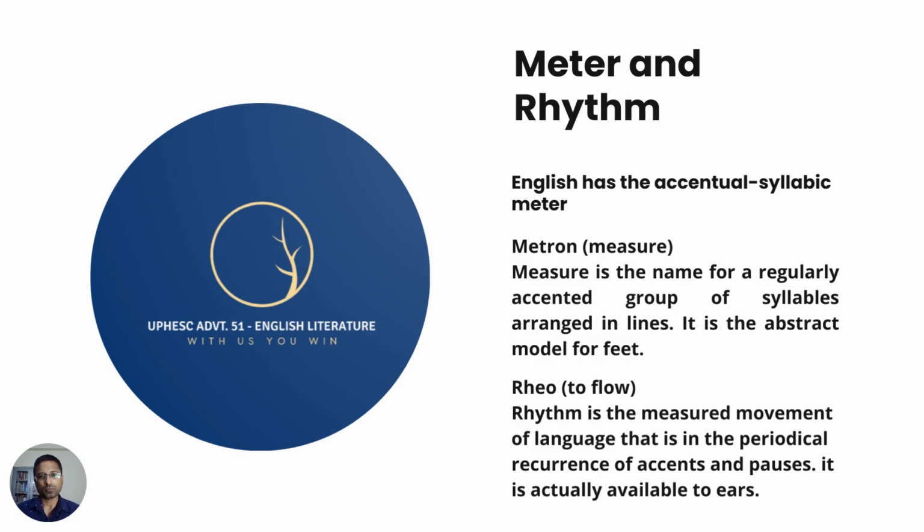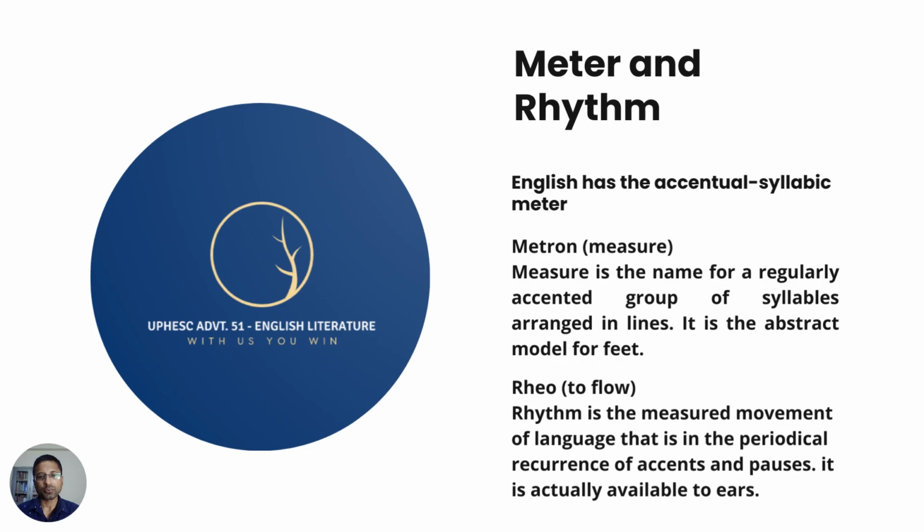Definitions first. To begin with, English has the accentual syllabic meter, in which the number of syllables is counted, and the number of accents and their patterns. Together, they decide the meter. Meter comes from the word metron, that is, measurement. And a measure is the name for a regularly accented group of syllables arranged in lines. It is the abstract model for feet. Abstract has to be remembered.